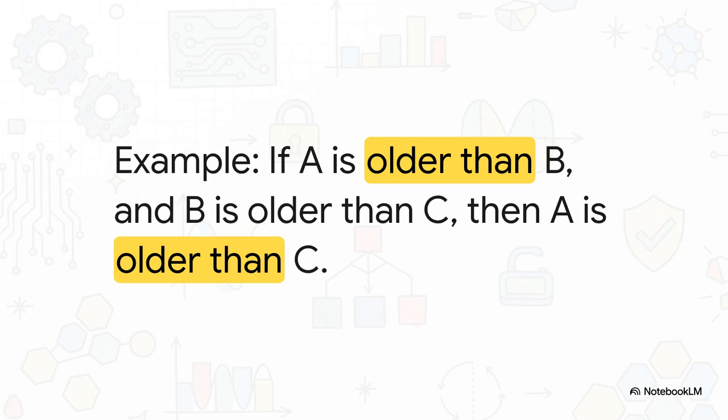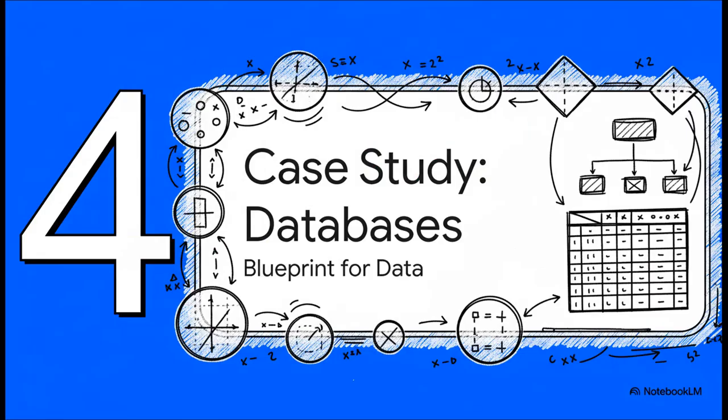The conclusion is just guaranteed by the logical structure of the relation itself. And this kind of predictable, reliable logic is exactly what we need to build systems we can count on. Okay, so we've covered all these abstract ideas: sets, ordered pairs, logical rules. So what? Let's get practical and see how this blueprint actually works in the real world.